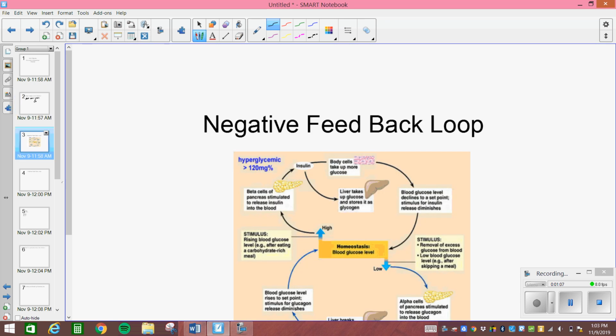So we need to understand how negative feedback loops connect into all this. And so let's see if we can go through some of these processes real quick. So hold on a second.